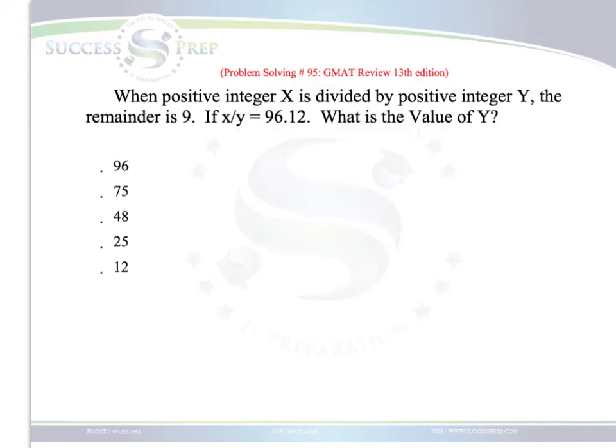To solve a question like this on the GMAT, we need to have some basic understanding of what happens when you divide two numbers and when there is a remainder. So let's take a look at just a smaller sample example that we can work with. For example, if we had 5 divided by 2, there are 3 possible answers here.